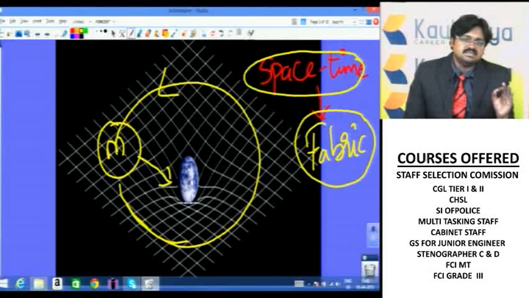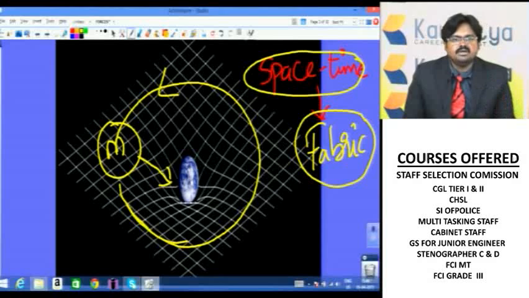Even though it is at that far away distance, the sun has the potential to make the earth revolve around the sun. So the distance is huge. 1490 lakh kilometers is a huge distance. Even at that huge distance, you find that the earth has to revolve around the sun.